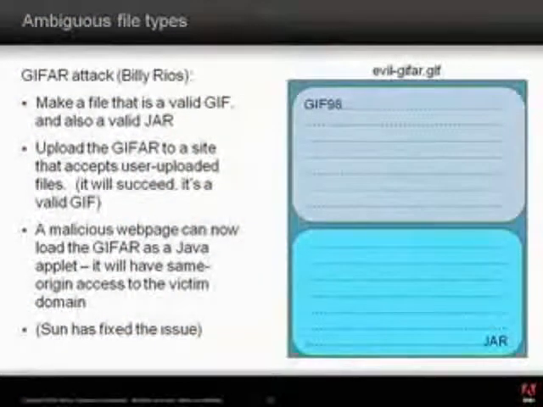So one cool attack here that I believe is attributed to Billy Rios, which he called the GIFAR attack, is in this scenario. Imagine I'm running a server where I want to allow users to upload arbitrary images, right? Not that far-fetched. Imagine Flickr, right? Billy found a way to construct a file that's a valid GIF, but also a valid jar, which is a Java applet. And here's kind of a high-level view of how this works.